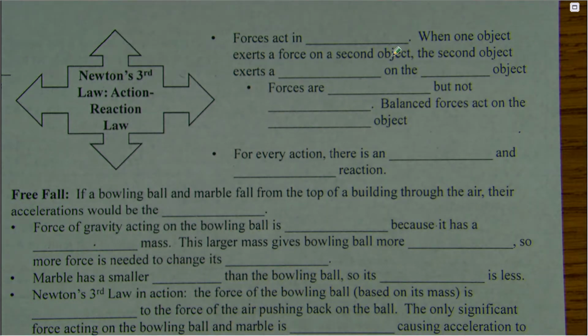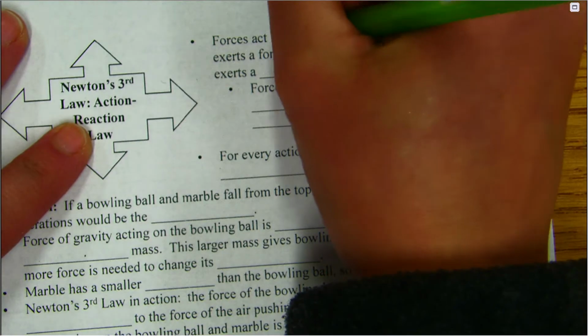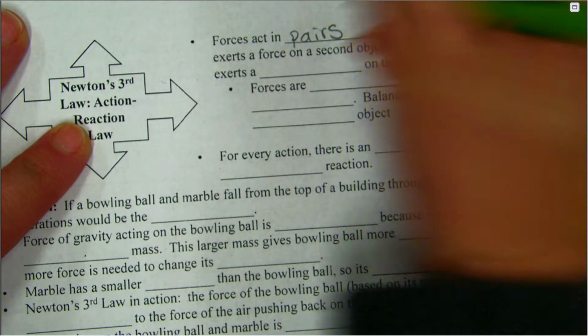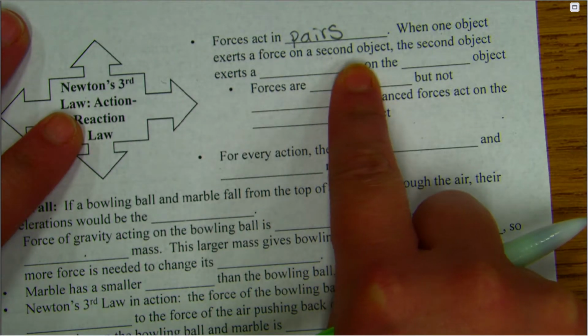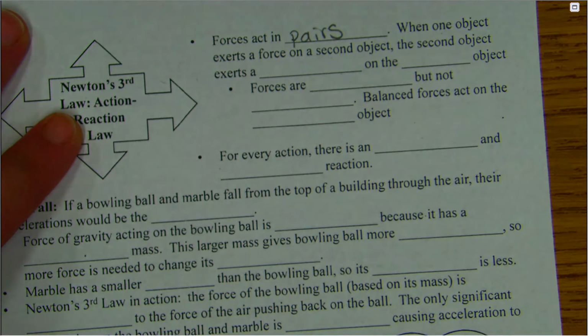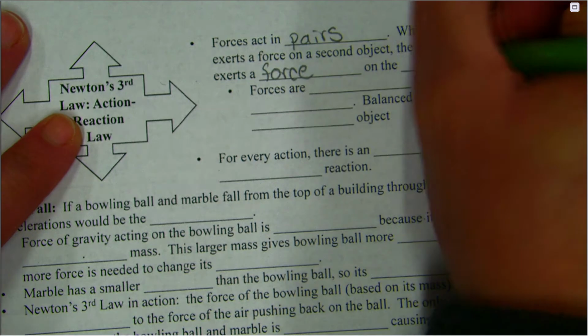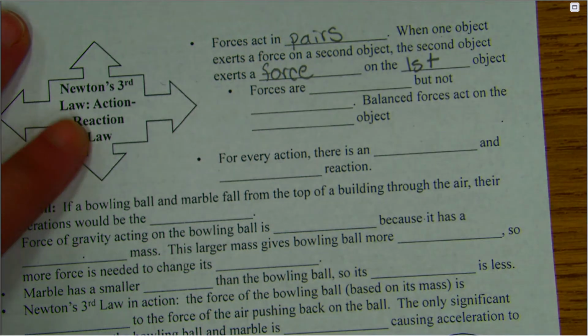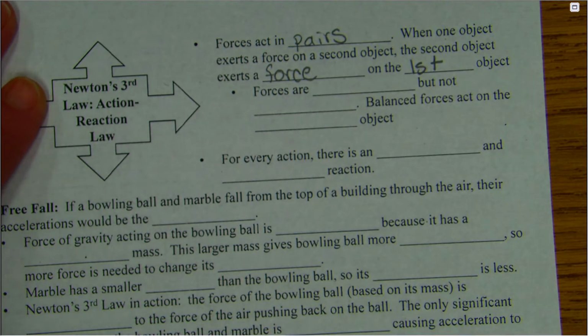So let's look at Newton's third law, and this is the action-reaction law. Newton's third law says that forces act in pairs. So when one object exerts a force on a second object, the second object will also exert a force back on the first object.